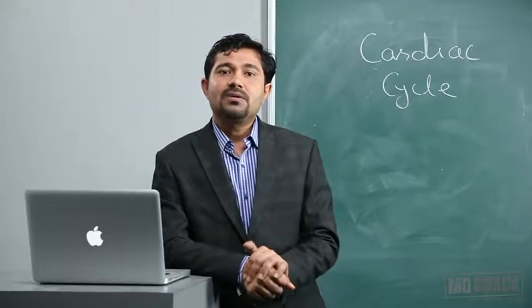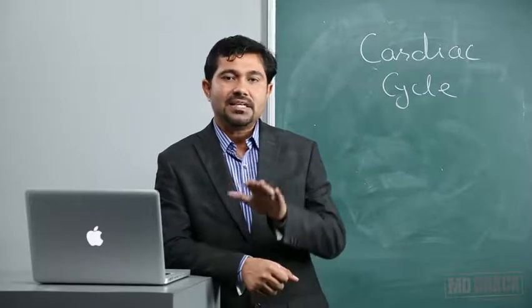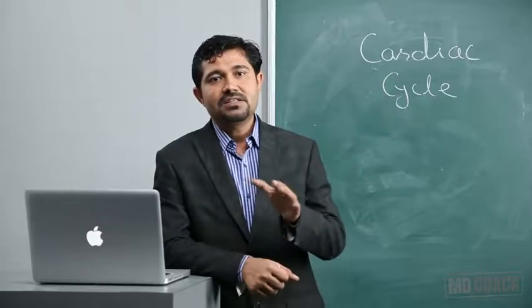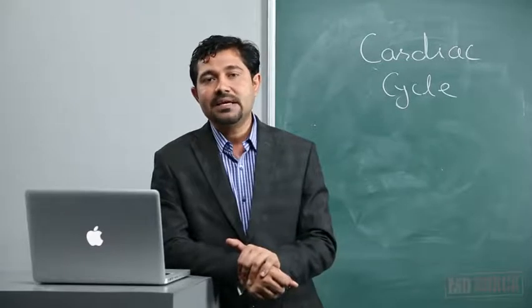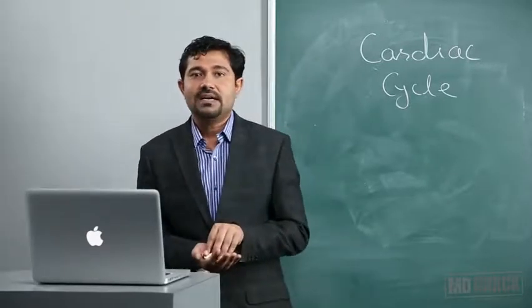When it comes to the pressure changes, the pressure changes in the right ventricle will be less compared to those of the left ventricle. But the volume changes will be similar in the right ventricle and the left ventricle. So these are the phases of the cardiac cycle.